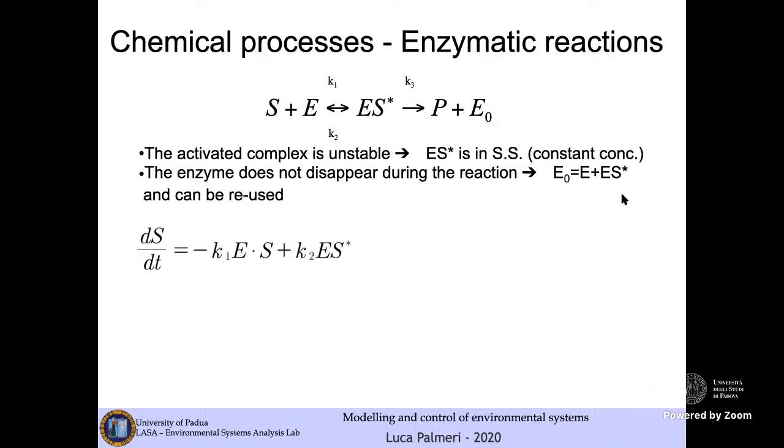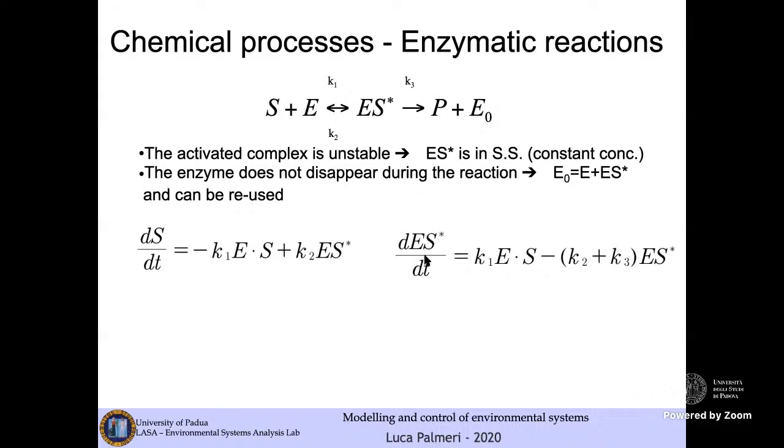Let's now apply the law of mass action, as we have seen. So let us translate these into differential equations. The variation in time of a substrate S is equal to minus K1 times the concentration of E, the enzyme, and the concentration of substrate, plus the reverse action, which depends only on the concentration of the activated complex.